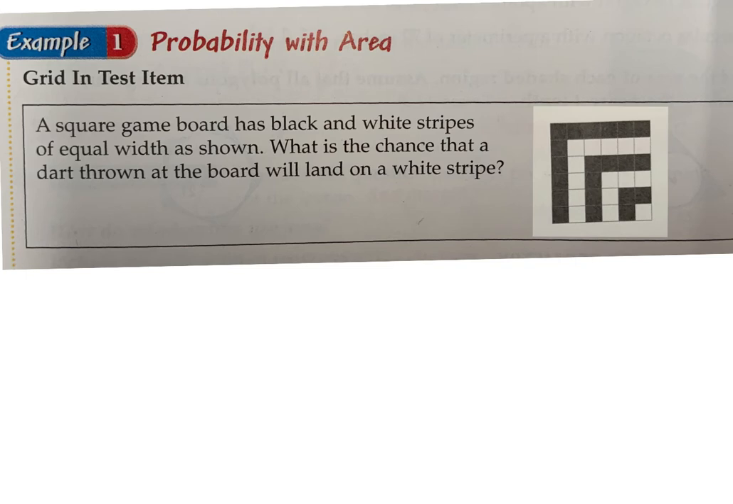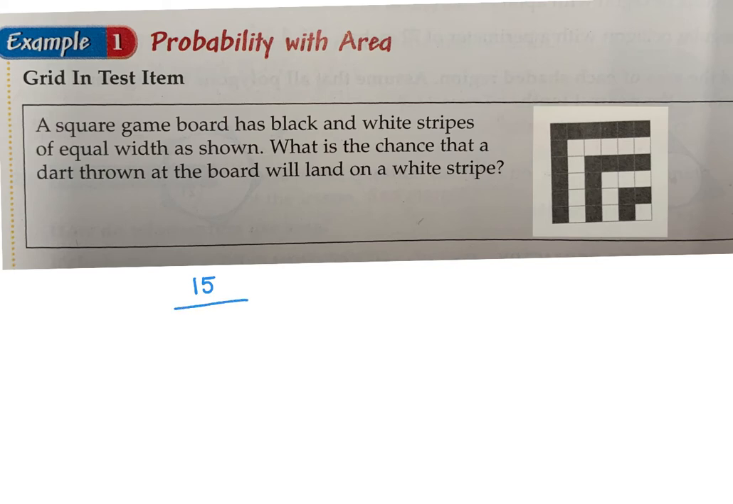The first example they gave us is a grid test. The square game board has black and white stripes of equal width as shown. What is the chance that a dart thrown at the board will land on the white stripe? Well, you obviously have 2 different types of stripes, black and white, and so they've broken it up into squares. So if we want it to land on one of the white stripes here, we would add up all of those squares. Well, we have 1, 2, 3, 4, 5, 6, 7, 8, 9, 10, 11, 12, 13, 14, 15. We have 15 white blocks there. And so that would be what we are trying to get it to land on, one of those 15.